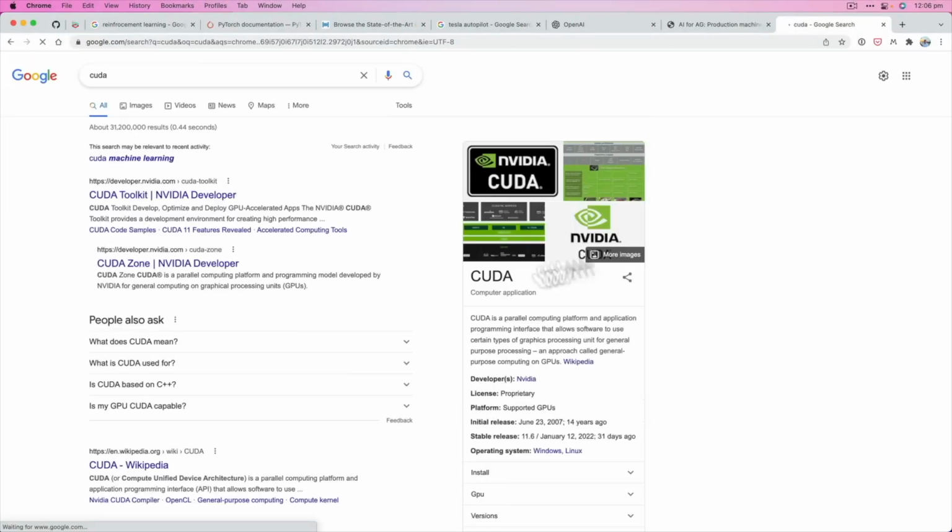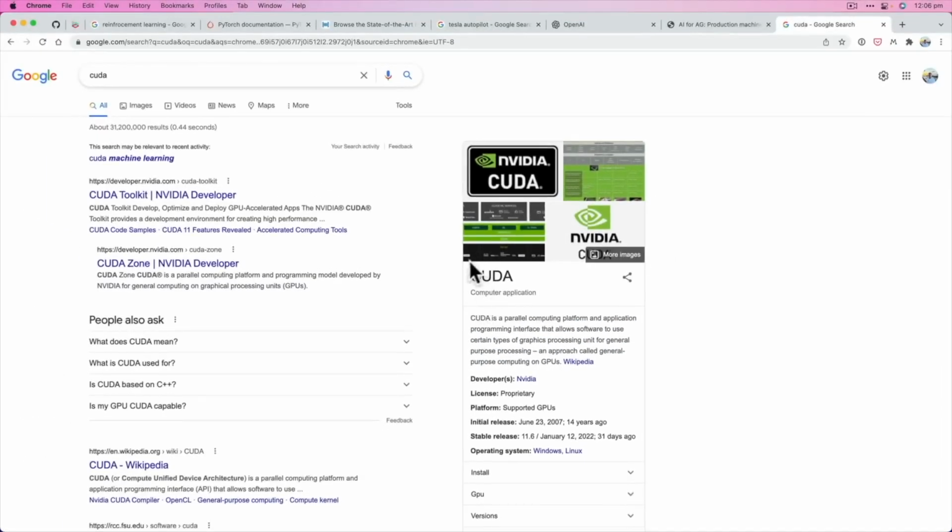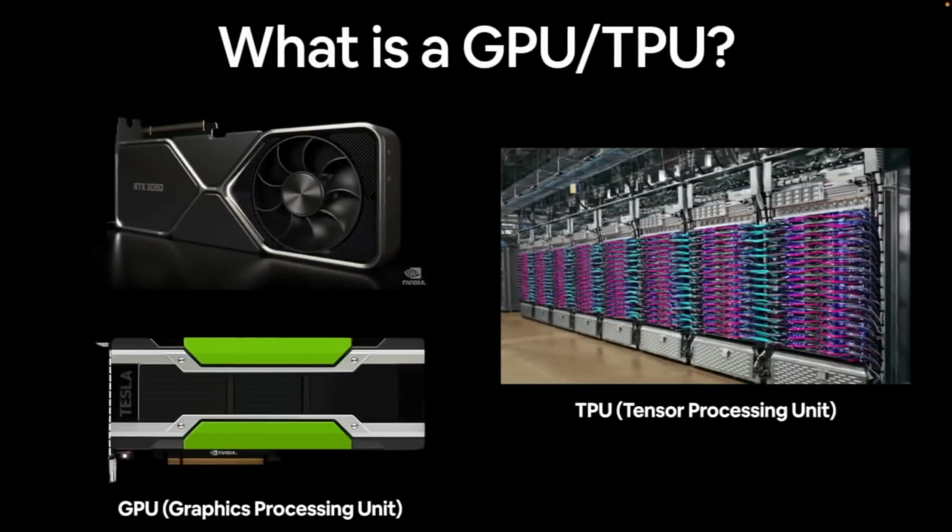Let's just search CUDA. CUDA Toolkit. So CUDA is a parallel computing platform and application programming interface, which is an API, that allows software to use certain types of graphics processing units for general purpose computing. That's what we want. So PyTorch leverages CUDA to enable you to run your machine learning code on NVIDIA GPUs. Now, there is also an ability to run your PyTorch code on TPUs, which is a tensor processing unit. However, GPUs are far more popular when running various types of PyTorch code, so we're going to focus on running our PyTorch code on the GPU.